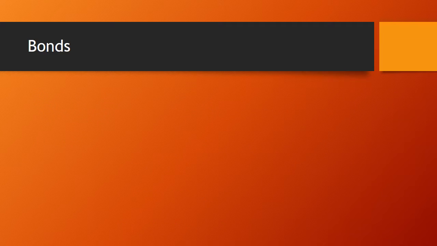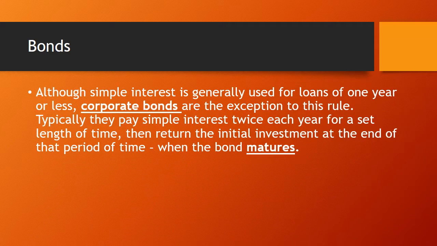Next, we're going to talk about bonds. We said that simple interest is generally for loans that are of 1 year or less. Bonds tend to break that rule. Typically, they pay simple interest twice a year for a set number of years, and then when the bond matures at the end of that set number of years, you are repaid the initial investment.